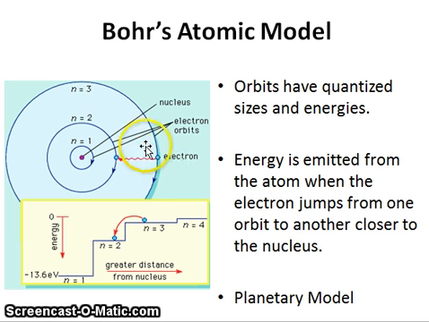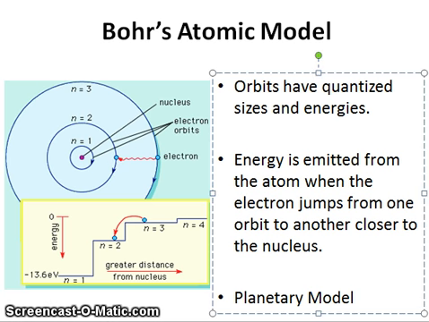Now here we see the electron. Electrons are in orbits that have quantized sizes and energies, and when the electrons jump from one orbit or energy level to the other, they either emit or absorb energy. And this energy can be given off as light or as heat. And again, when the electrons jump from one level to the other, they will either absorb or emit energy.